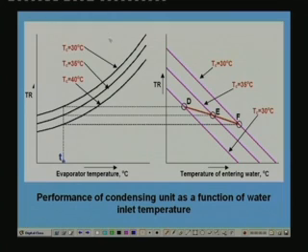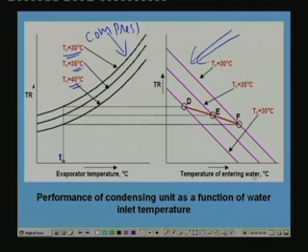This picture shows the performance of condensing unit as a function of water inlet temperature. This, as you know, is the characteristics of the compressor, which we have discussed before for the 3 different condenser temperatures of 30 degrees, 35 degrees and 40 degrees centigrade. And this also we have discussed, this is the characteristics of the condenser as a function of water entering temperature, for different condenser temperatures. Now, how do you get the characteristic curve here?